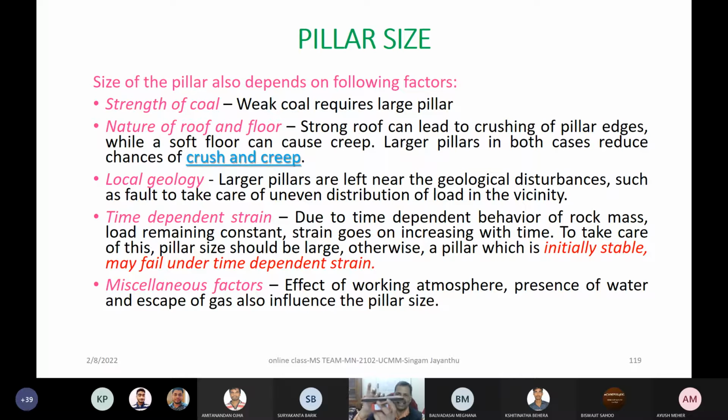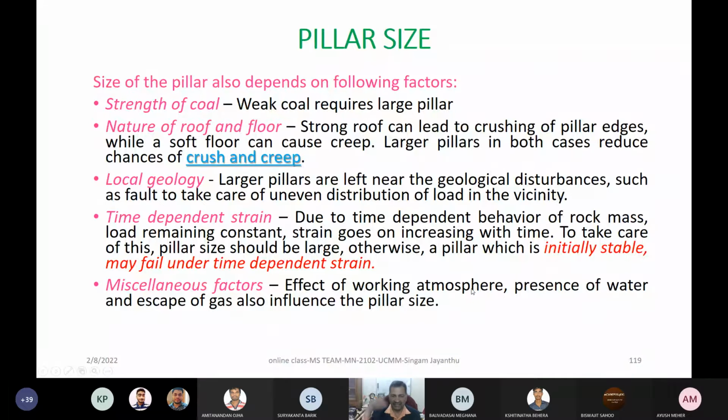With time, the rock will deteriorate, and when continuous load is acting, that's the meaning of this point I have written here, time-dependent strain. Due to time-dependent behavior of rock mass, load remaining constant, strain goes on increasing with time. So to take care of this, pillar size should be large, very simple. Otherwise, a pillar which is initially stable may fail under the time-dependent strain. Then, of course, there are so many other factors. Only a few I mentioned here. You can see them even in that book and other places.